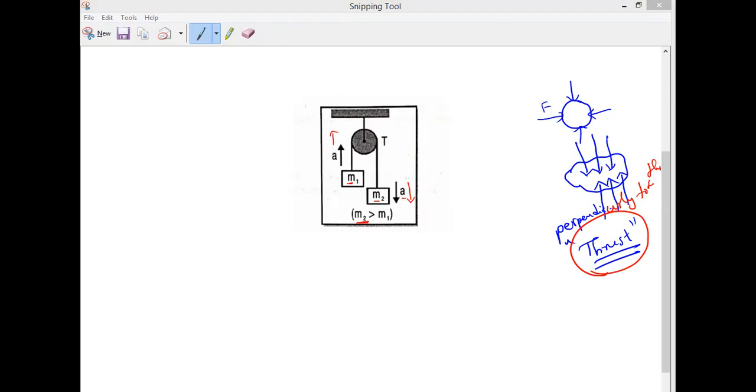Observe very carefully. Body mass M1 is less than M2. That is why they mentioned in the diagram very clearly: M2 is greater than M1. Now, as we know, what is the force formula?